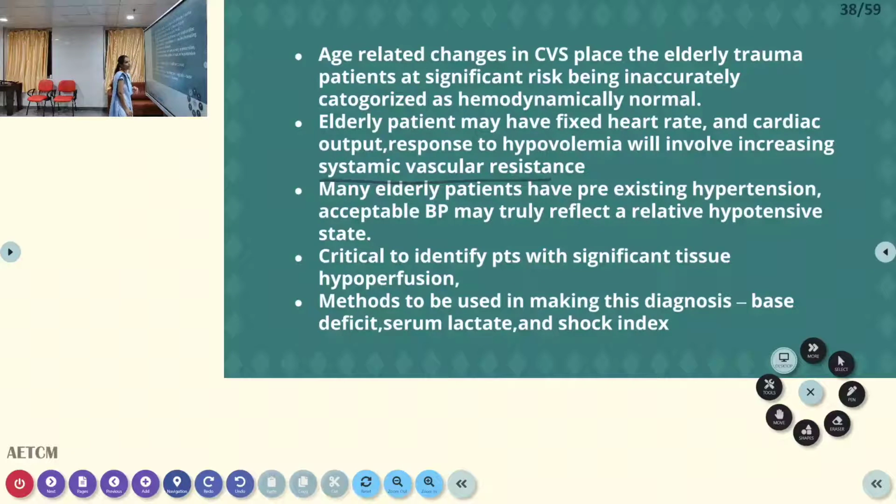Many elderly patients have pre-existing hypertension. So an acceptable BP may truly reflect a relative hypotensive state. It may be critical to identify the patient with significant tissue hypoperfusion. The methods used for making the diagnosis are, first, the base deficit, serum lactate, and the shock index. Based on these things, we can diagnose significant tissue hypoperfusion.